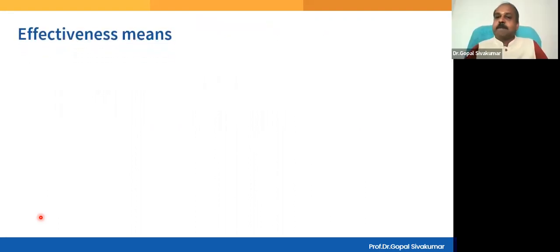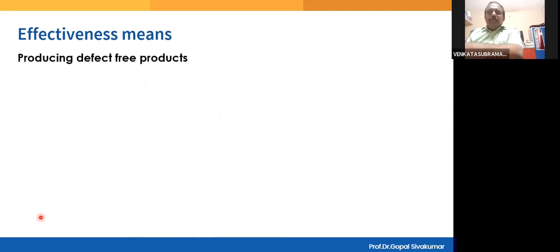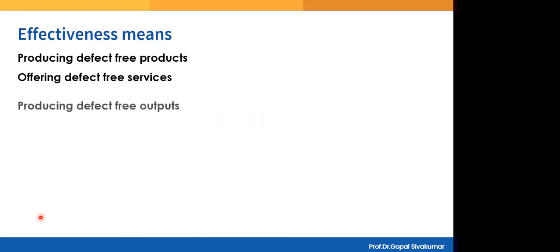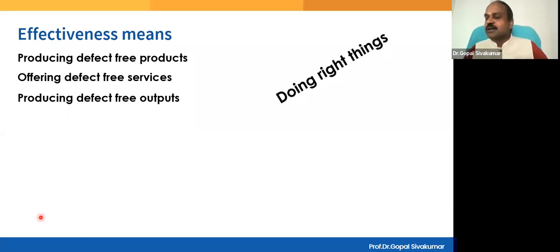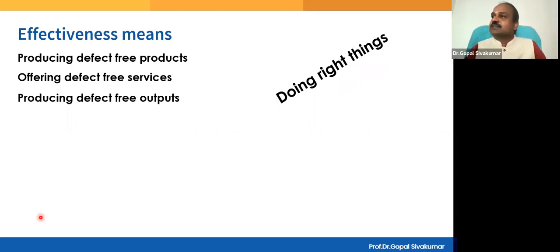What do you know about effectiveness? Producing defect-free products. Offering defect-free services. Producing, in general, defect-free output. That means you want to do right things. Doing right things, that is effectiveness.